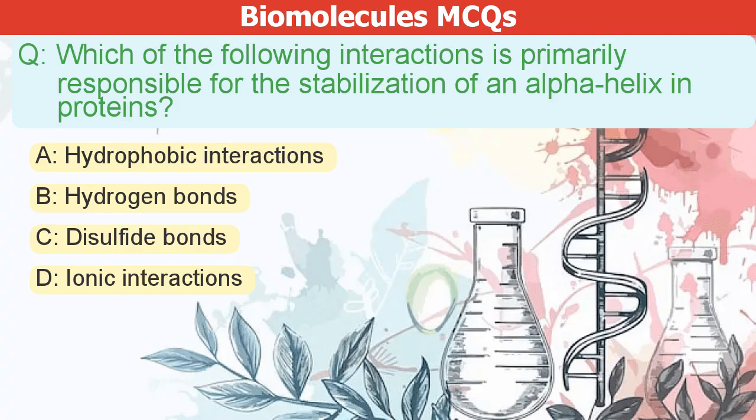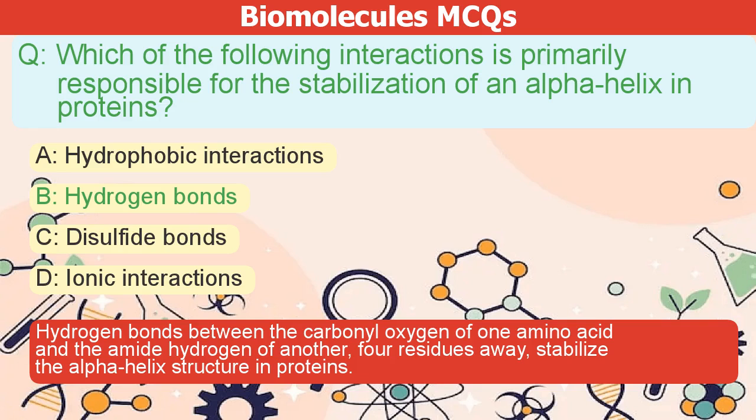Which of the following interactions is primarily responsible for the stabilization of an alpha helix in proteins? A. Hydrophobic interactions. B. Hydrogen bonds. C. Disulfide bonds. D. Ionic interactions. The correct answer is B. Hydrogen bonds between the carbonyl oxygen of one amino acid and the amide hydrogen of another, 4 residues away, stabilize the alpha helix structure in proteins.